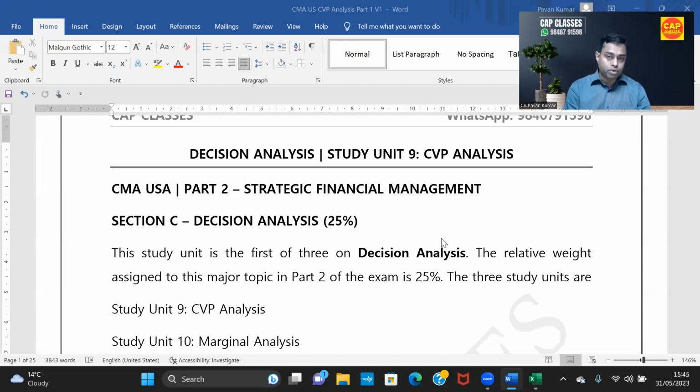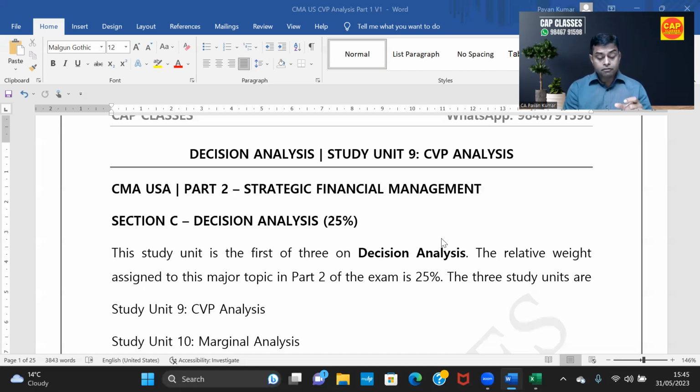When you are pursuing CMA US, once you clear the CMA US exams, you'll start your career as a management accountant, isn't it? So when you start your career as a management accountant, think about it. What is the primary criteria, or the job, or the task, or the responsibility, or the purpose of management accounting? So what do you do?